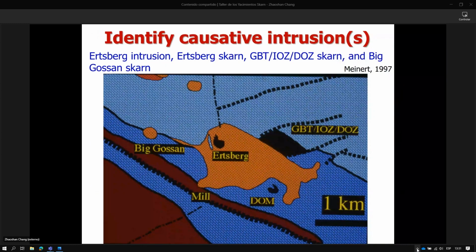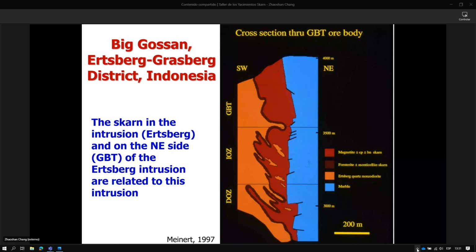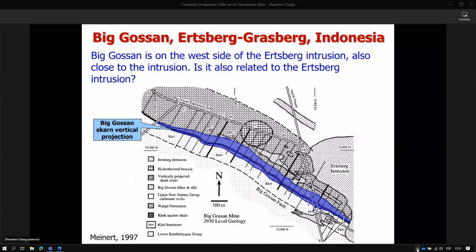That's an example of how things can go wrong. This is Ertsberg, with the Ertsberg skarn inside the intrusion. This is Lupanden, and there's a DBT on the eastern side of the skarn intrusion. Those are fully related to the Ertsberg intrusion. There's another intrusion and another skarn, the Big Gossan skarn. The Big Gossan skarn is an elongated skarn, and it touches the end of the Ertsberg intrusion. So some people say, oh, this is next to the intrusion, it must be coming from it, especially since you already know this intrusion has caused two skarns.